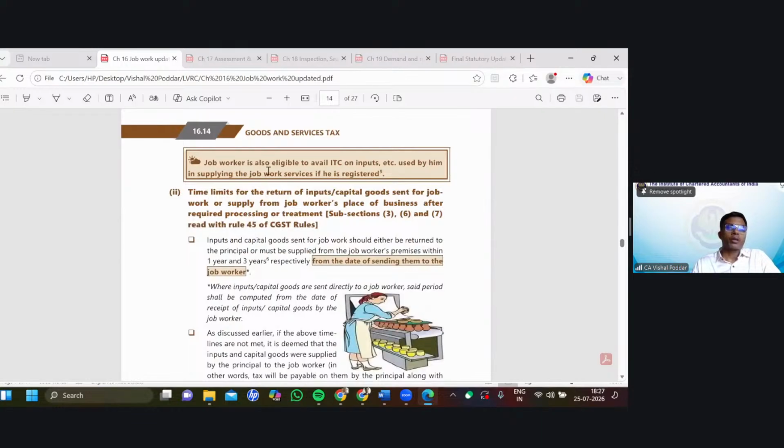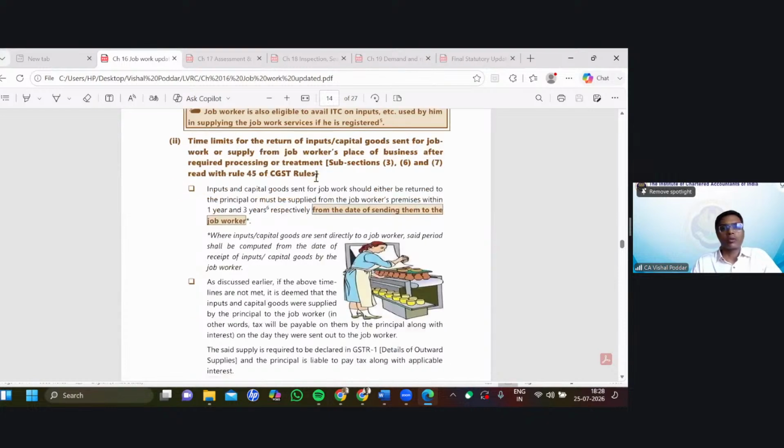Interestingly, the job worker is also eligible to claim ITC, but of what? On inputs used by him in supplying the job work service. So inputs belonging to the principal are not eligible for the job worker to take ITC of. But whatever input services the job worker has used from his side in doing the job work, obviously those are the job worker's goods. On that, the job worker can take ITC.